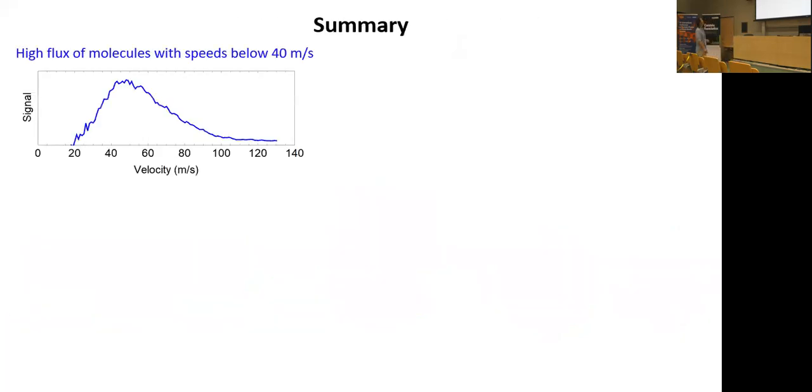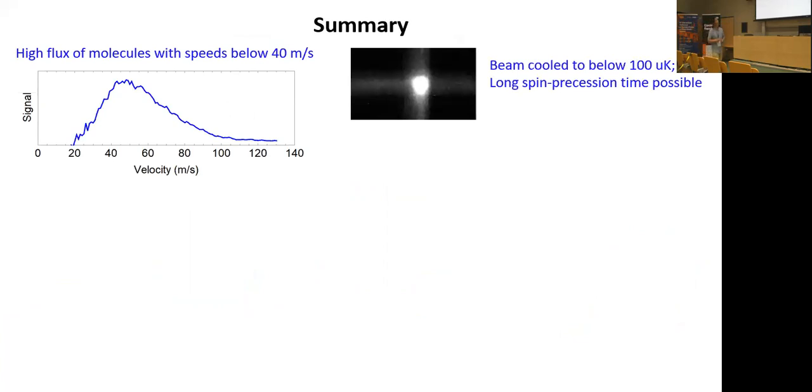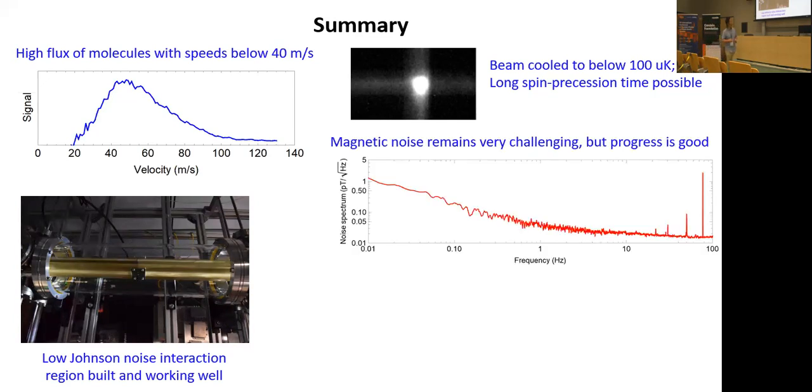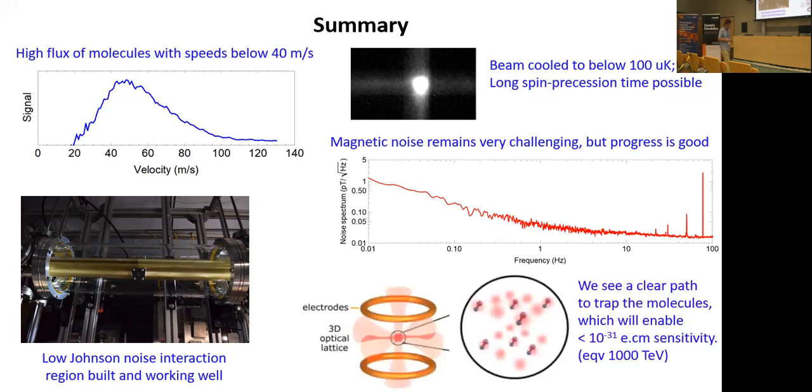Okay, in summary, we developed a source of high flux molecules with speeds lower than 40 meters per second. And we developed laser cooling for YbF, which enables us to have long precession time. We built a Johnson noise interaction region, and this is working nicely. We need to make some more progress to control the magnetic noise, but we believe it will be done very soon. Also, now we see a clear path how to trap YbF molecules and use them for the EDM measurement.